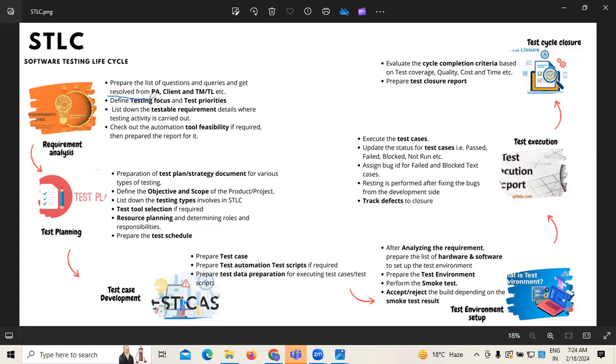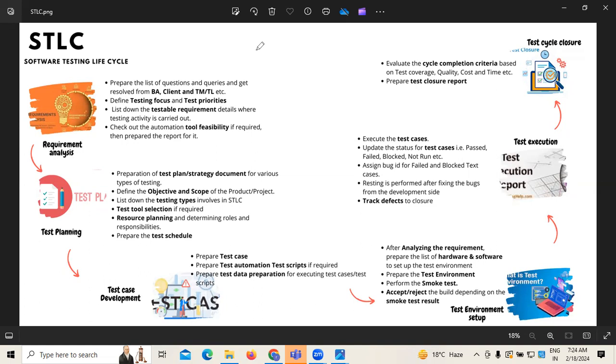First, the testing team has to gather the requirements from the BA team, from the business analyst team, from the client. The testing team has to gather all the requirements, meaning what are the requirements we are about to develop.